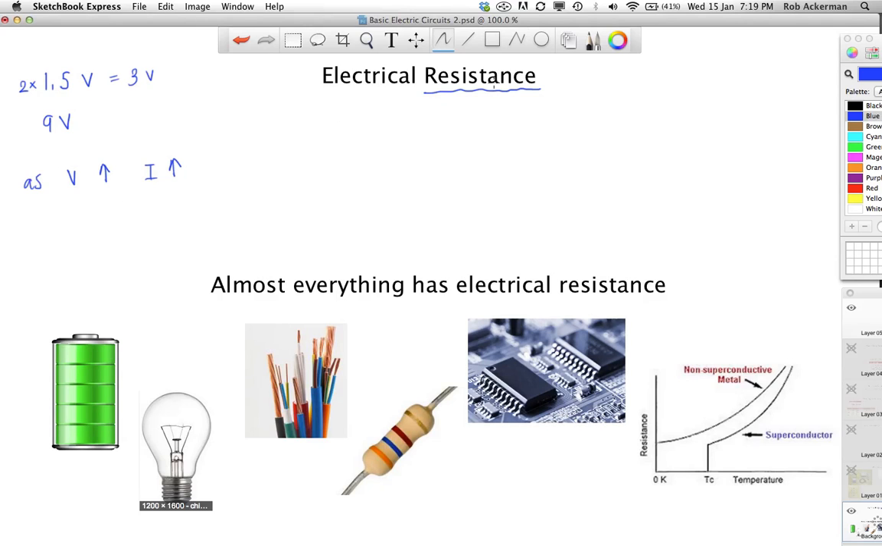Well, it all depends on something called resistance. Resistance is given the symbol R, not surprisingly, and if you remember, it's measured in ohms. The symbol for ohms is the Greek letter omega, which looks kind of like a horseshoe.